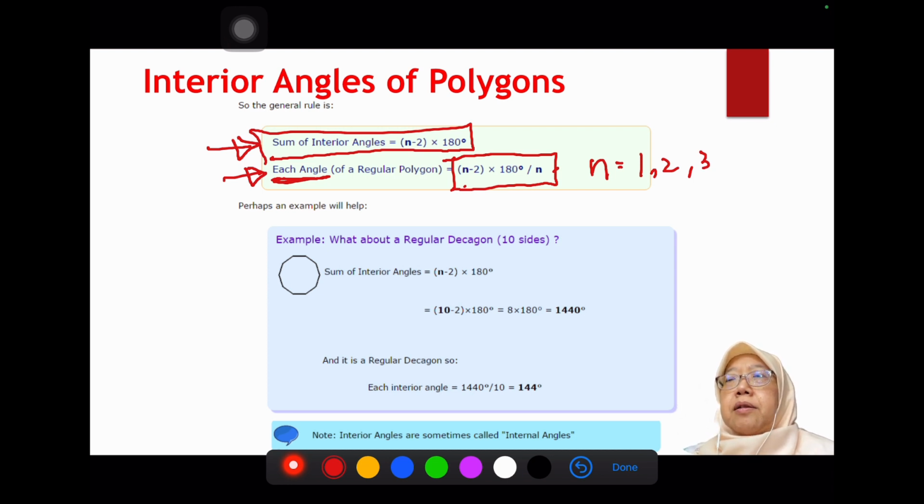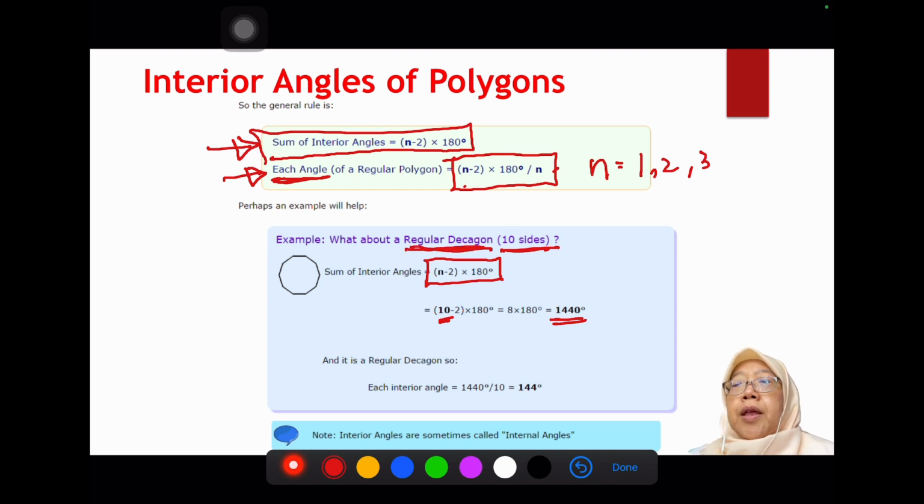Example, what about a regular decagon? Decagon means it has 10 sides. So we use this formula here, n minus 2 times 180 degrees. So n is 10 minus 2 times 180. This will give you 1440 degrees. So the sum of angles of a decagon will be 1440 degrees. And this is only for a regular decagon.